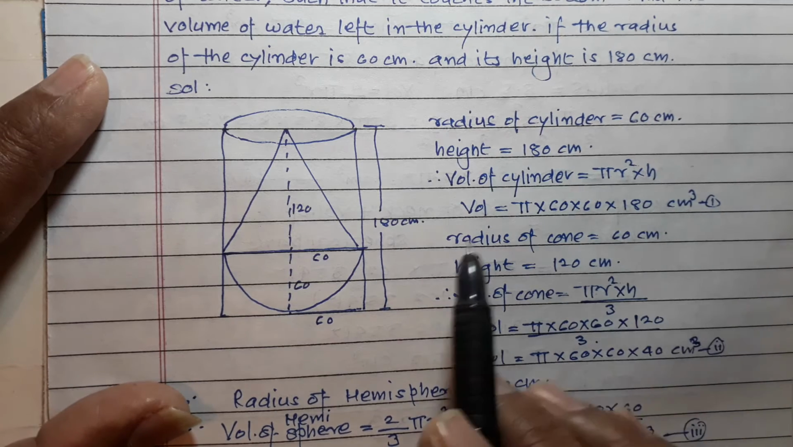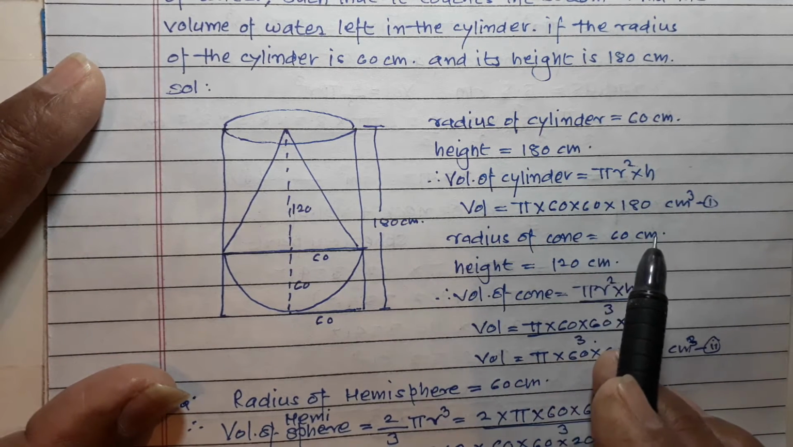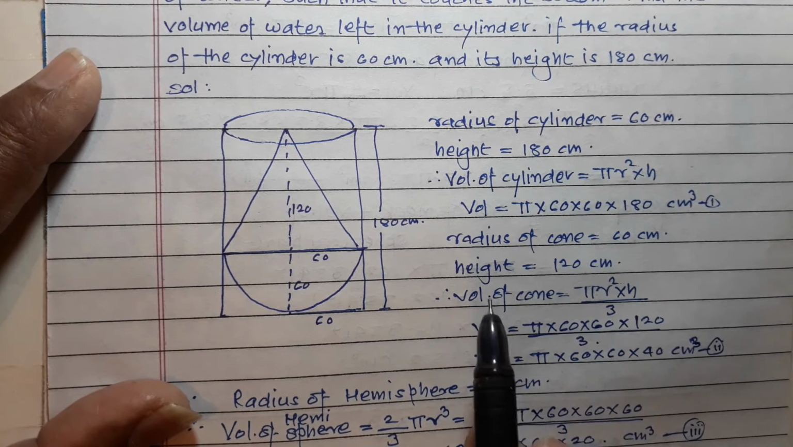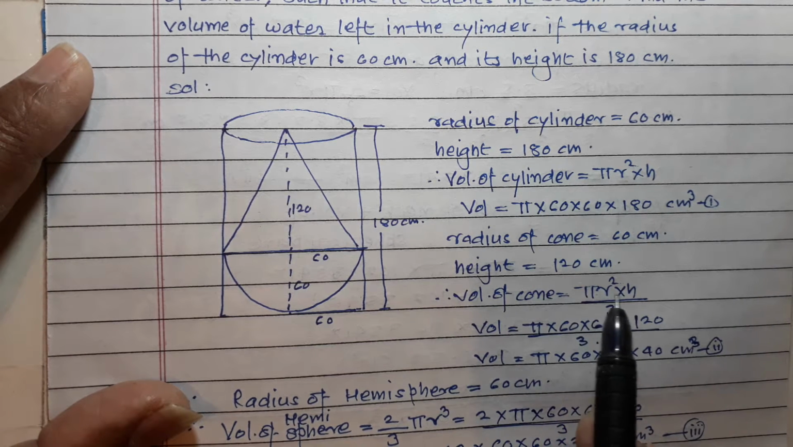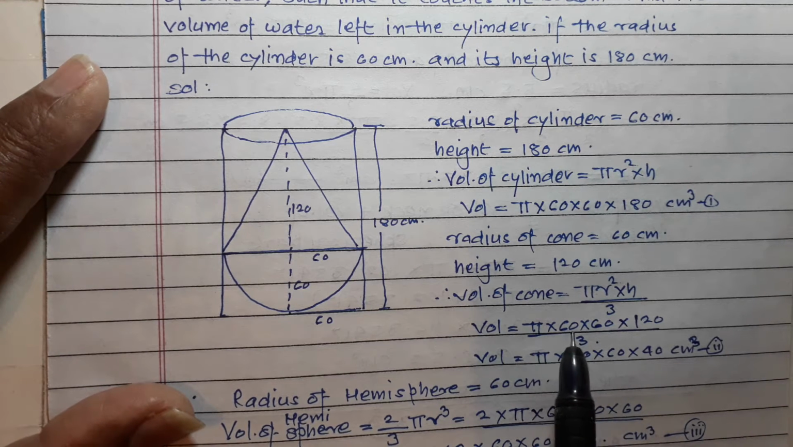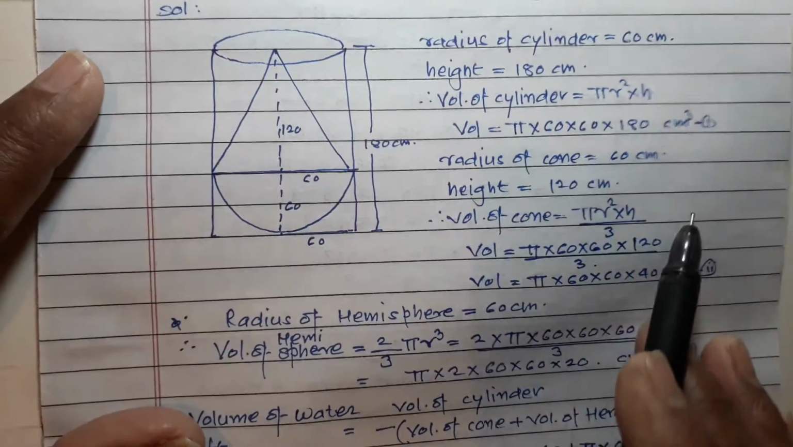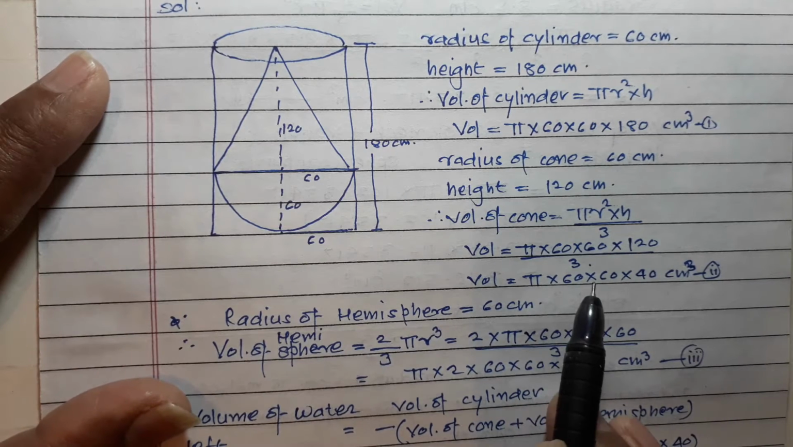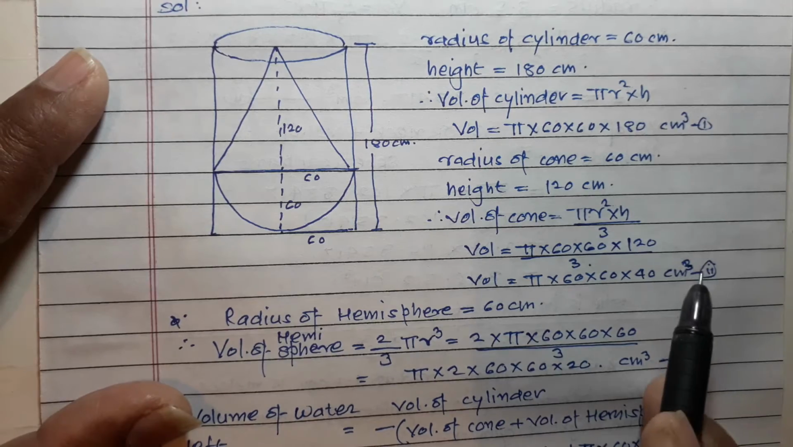Statement number 1. The radius of cone is equal to 60 centimeter, height is equal to 120 centimeter. So volume of cone is equal to pi r square into h upon 3. Volume is equal to pi into 60 into 60 into 120 upon 3. Simplify this, you will get volume is equal to pi into 60 into 60 into 40 cm cube. This is statement number 2.